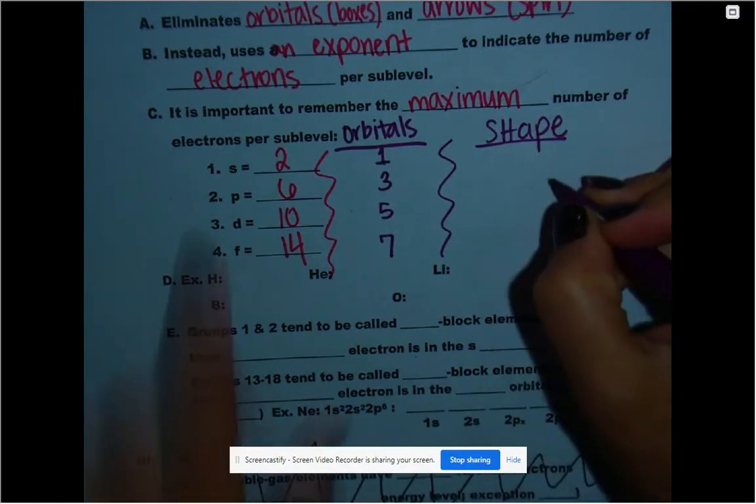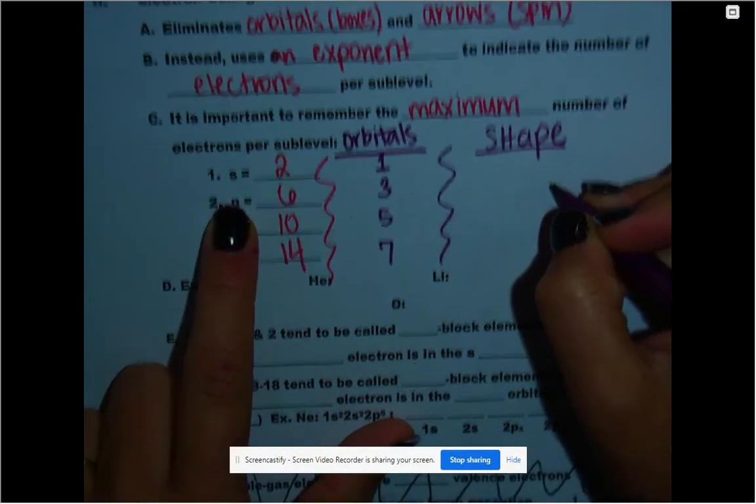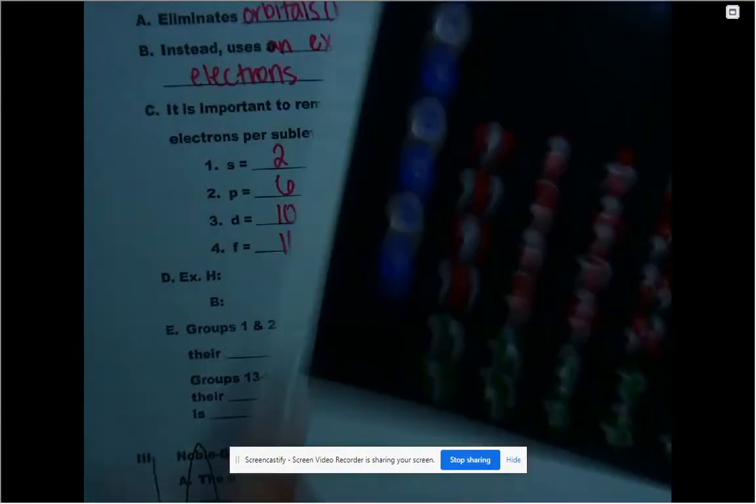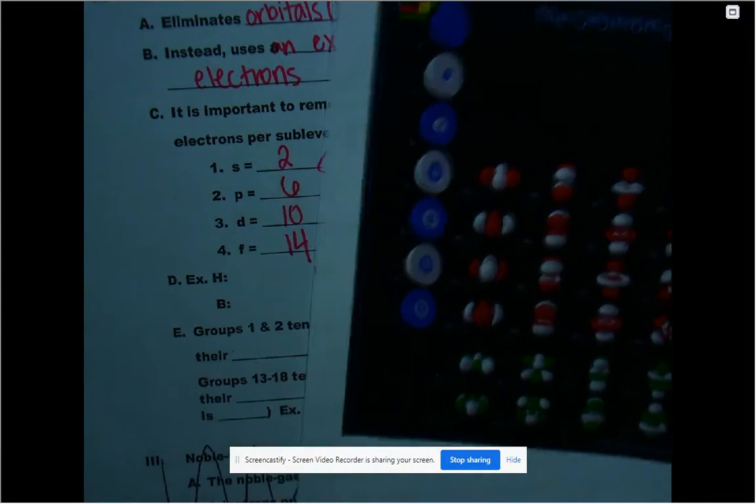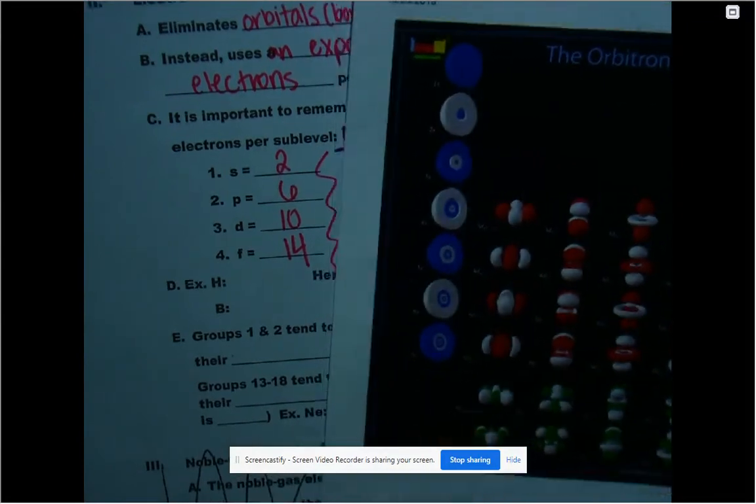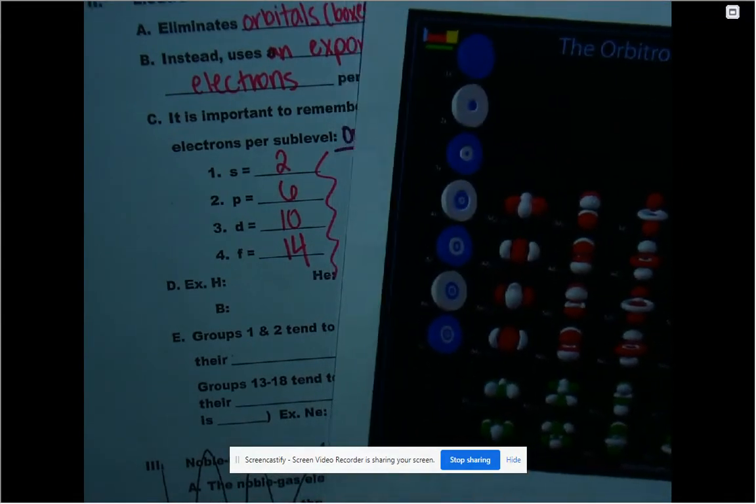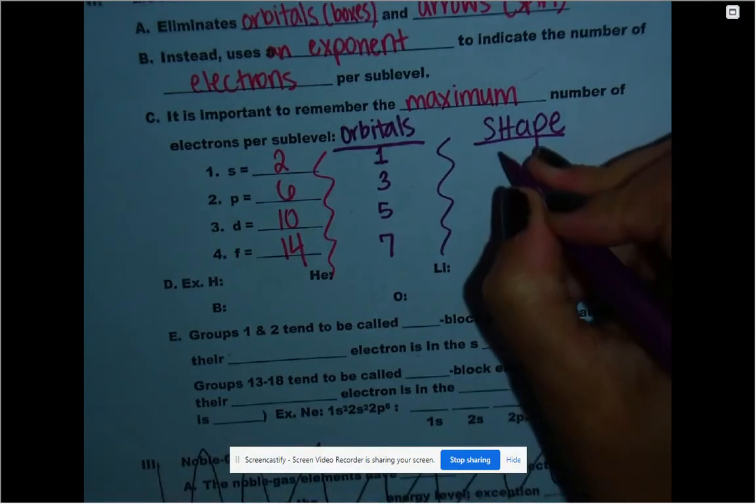All right. So the shape of your S sublevel, what does it look like? This is cut in half, by the way. What would it be if it was finished? What shape is that? A sphere, exactly. Yep.